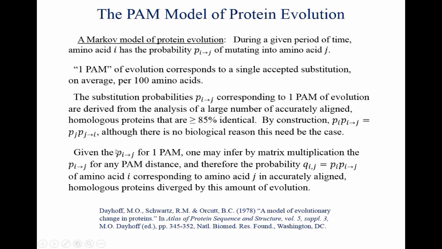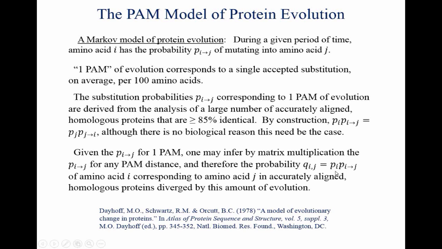And given these probabilities of one amino acid mutating into another, for one PAM, one may infer, if one assumes this process is a uniform process over time, one may infer these probabilities for any PAM distance by multiplying this matrix by itself to get 2 PAMs, multiply the matrix again to get 3 PAMs, and so forth. And so one may construct these mutation probabilities for any PAM distance, and one can therefore estimate the probability of seeing a particular pair of amino acids. A probability of seeing amino acids I and J lined up with one another are the probability that you start with amino acid I, and after a certain number of PAMs that has changed into J.